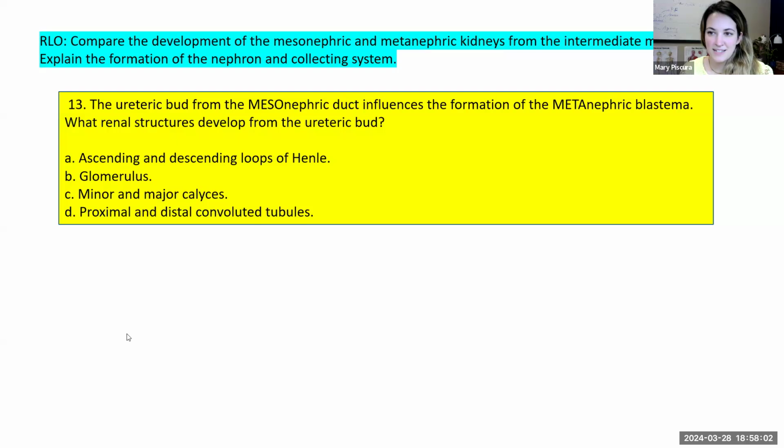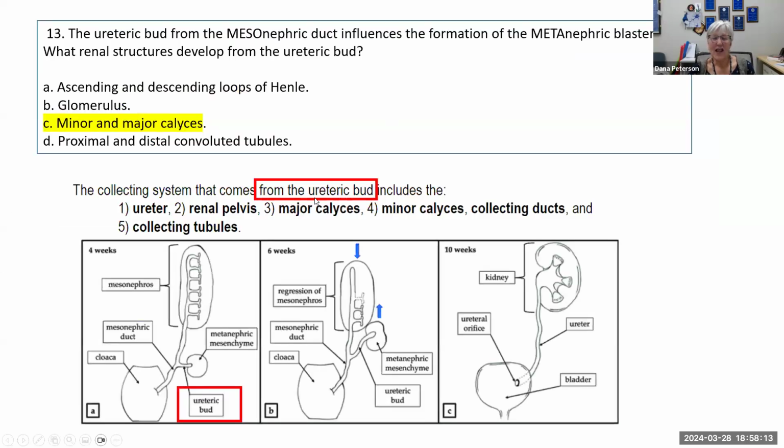Gonna get your responses in 3, 2, 1. All righty. So overwhelming response for C, which is the correct answer. And recall that the ureteric bud, as was stated in the question, is just a bud off of the mesonephric duct, and that it induces this metanephric mesenchyme, or we called it the metanephric blastema.